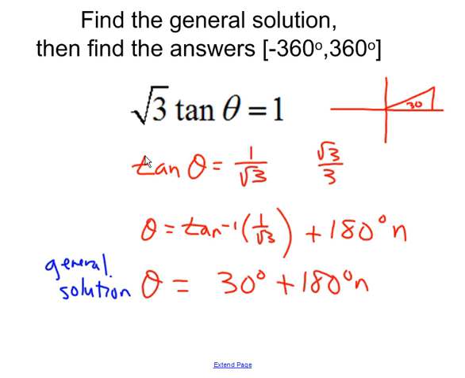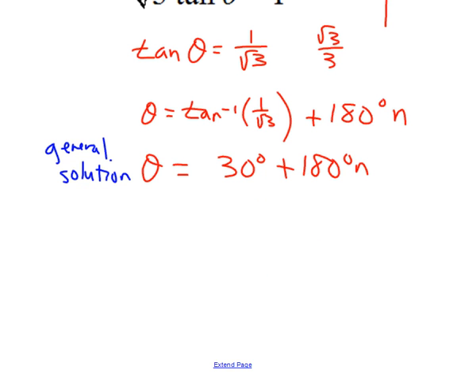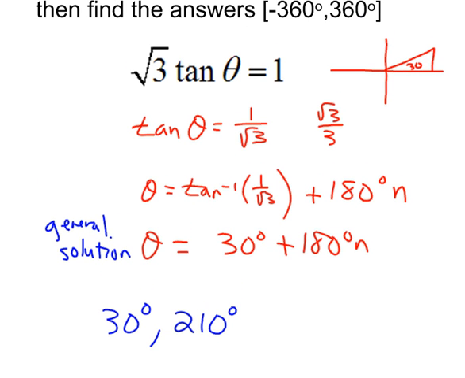Now I want my angles from negative 360 to 360. So let's start with the one we know, which is 30. What this formula says is if I make n equal to 1 and I add 180, I get another solution, 210. If you think about our picture, when we were coming up with just our two solutions in our head, the other solution where tangent is positive is in quadrant 3. And this is indeed 210 degrees.